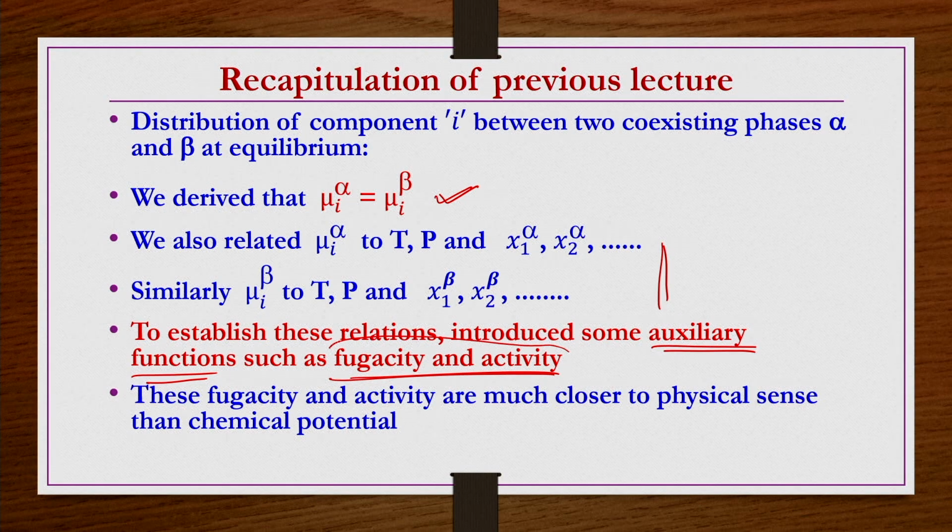So that is why we defined these auxiliary functions, fugacity and activity, and we have seen that fugacity is much closer to the physical sense than the chemical potential. For chemical potential, we did not have any idea how to relate it to temperature, pressure and composition. But when we introduced auxiliary functions like fugacity and activity coefficient, we realized that we can make a relation between these auxiliary functions and the temperature, pressure and composition. That is what we realized, right. And the concept of fugacity and activity comes from ideal behavior. This we have also seen.